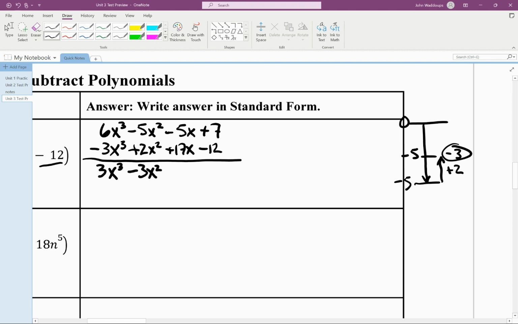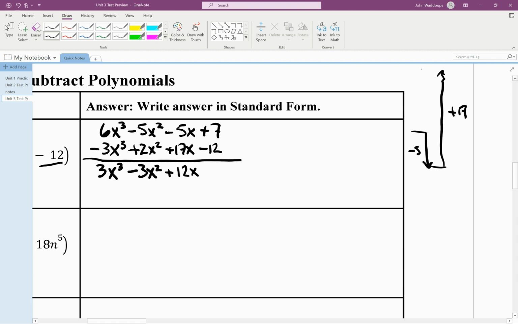Minus 5x plus 17x. I'm going to go down 5 and then up 17. That means I'm going to end up 12 up. Down 5 and then up 17 means that I end up 12 above where I started at 0. And then plus 7 and minus 12, up 7 and then down 12, I'm going to end up down, minus 5.